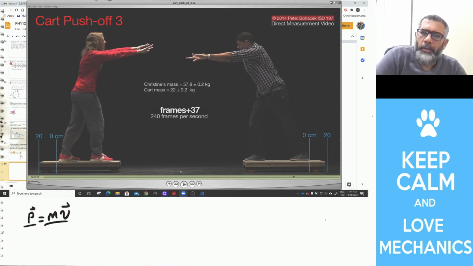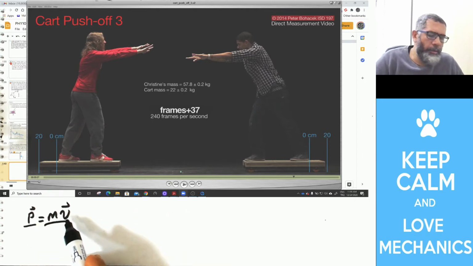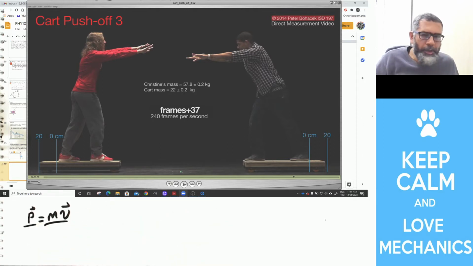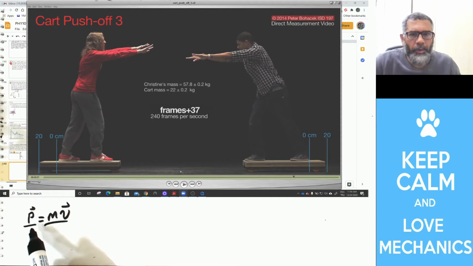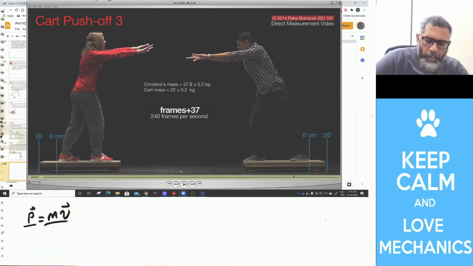So why is momentum important? Why do we need such a physical quantity? We know the velocity, but why do we need an extra physical quantity? Because there is an associated law with the momentum of any system. So what is that associated law? That law is the conservation law, the conservation of momentum law.